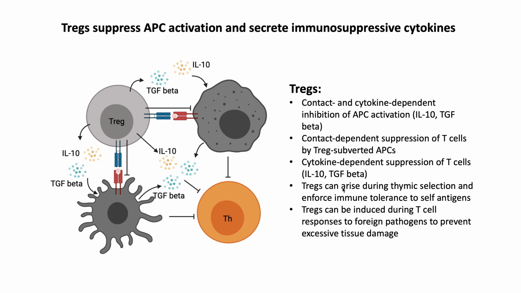It's important to note that there are two main sources of Tregs. The first is during thymic selection, Tregs can arise and are important for enforcing immune tolerance to self-antigens. And second, during immune responses, Tregs can be induced. And these regulatory T cells are thought to prevent excessive tissue damage mediated by these immune responses. So again, these play an important physiological function in preventing T cell mediated immunopathology.